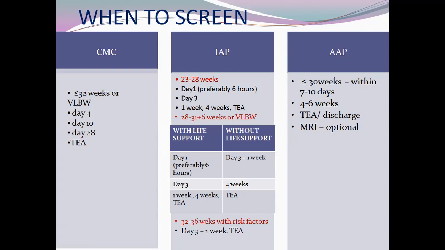In CMC, we follow screening for all babies less than or equal to 32 weeks or very low birth weight on day 4, day 10, and day 28, and at term equivalent age.